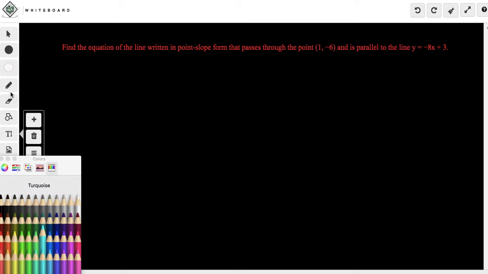And I'm going to go ahead and show you point slope form and slope intercept form. But let's just make sure we remember that. Let's underline point slope so that we remember. That passes through the point 1 comma negative 6 and is parallel to the line y equals negative 8x plus 3. So that is our little formula of our line that we're going to have to remember.